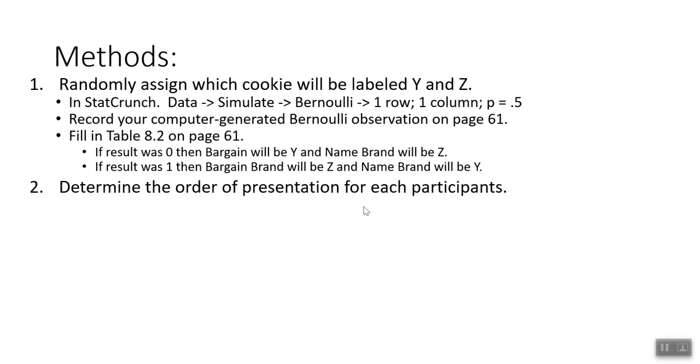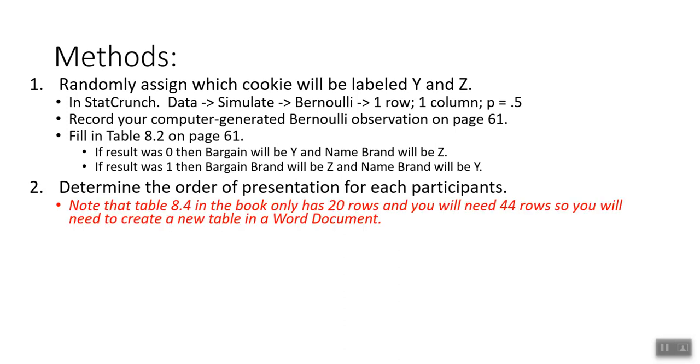Then we will determine the order of presentation for each participant. Table 8.4 in the book is where you're going to enter this information, but that table only has 20 rows, and we are actually going to use a sample of 44 people. So you're going to need to create a new table, just like the one in 8.4 in the book, but with 44 rows instead of 20.